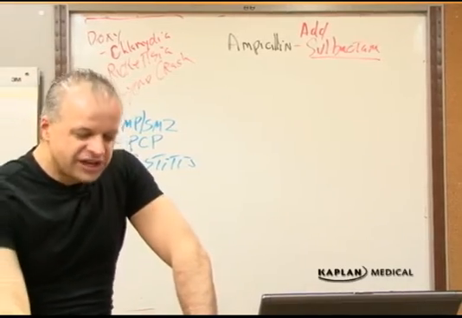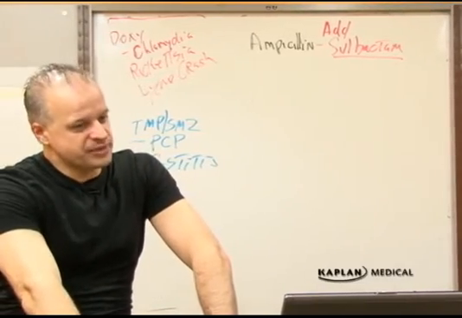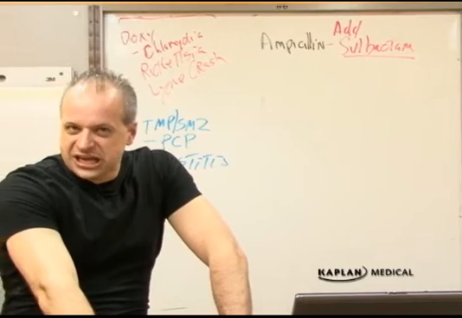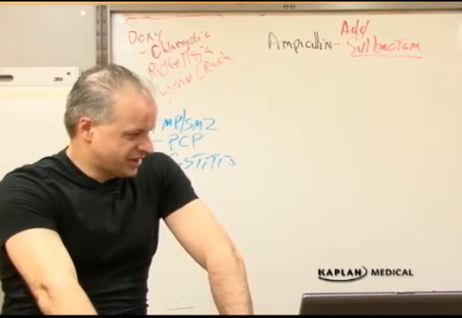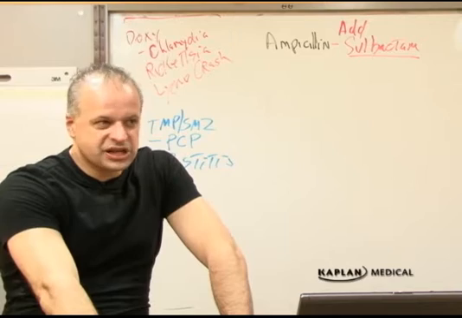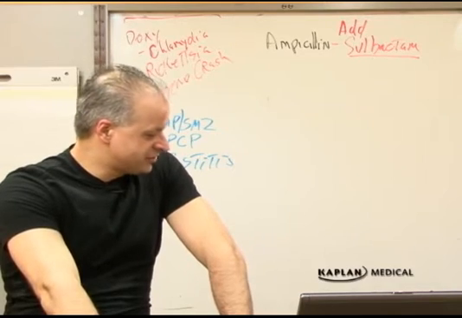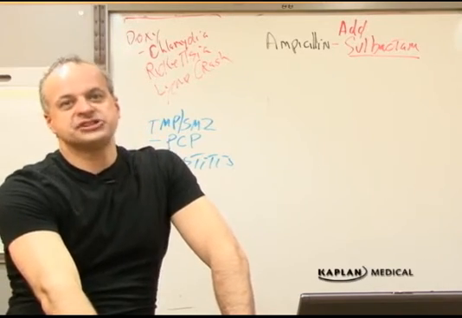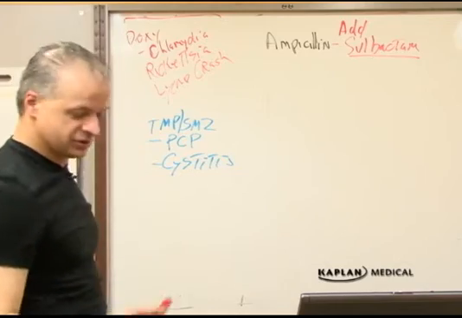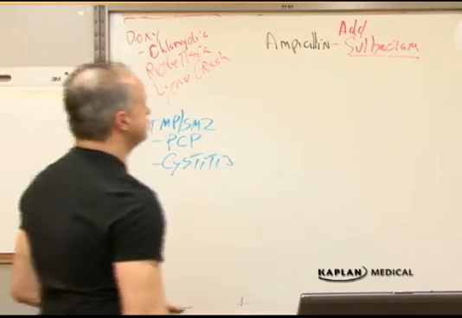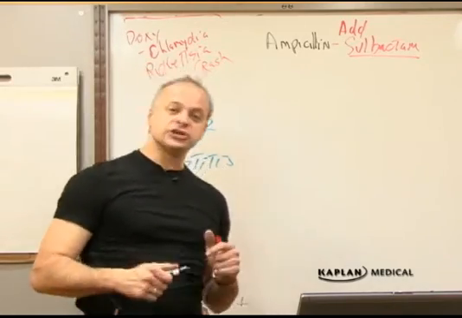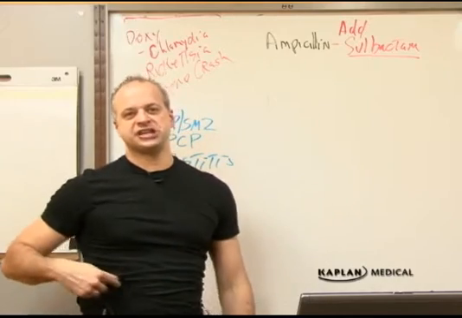When you add sulbactam to the ampicillin, it adds staphylococcal coverage and expands the gram-negative coverage. That's known as Unasyn.